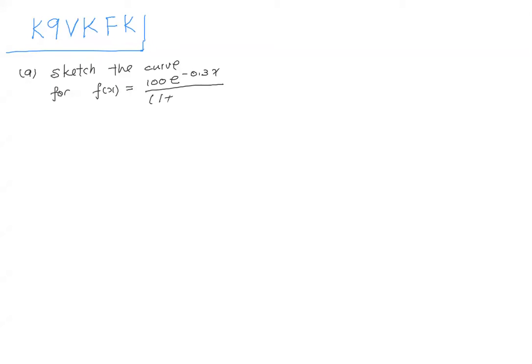1 plus 5e to the power negative 0.3x squared for x greater than 0. So can you please take out your graphic calculator and sketch the graph? And someone show me the graph, please.